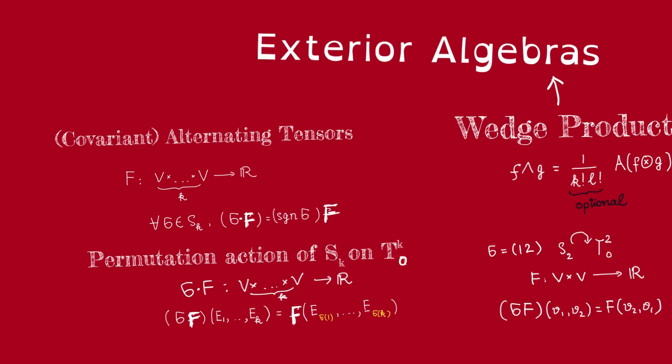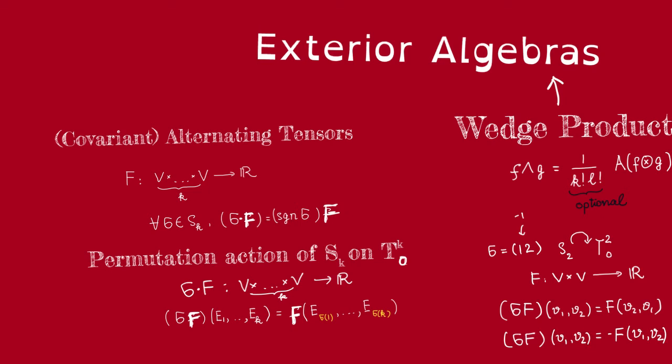Now we're ready to define the alternating tensors. So these are the tensors such that under the action of the symmetry group, the resulting function, sigma acting on F, should be a multiple of F by the sign of sigma. So what does this mean in this specific case? Well, here, what is the sign of sigma? Well, as a transposition, it has sign -1. So we should have that sigma F is equal to minus F.